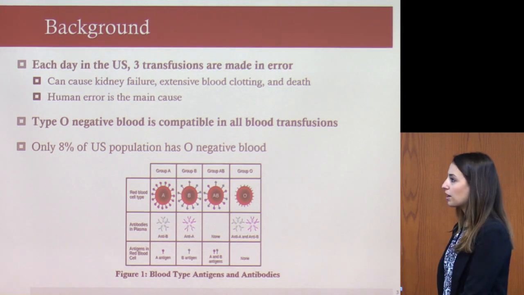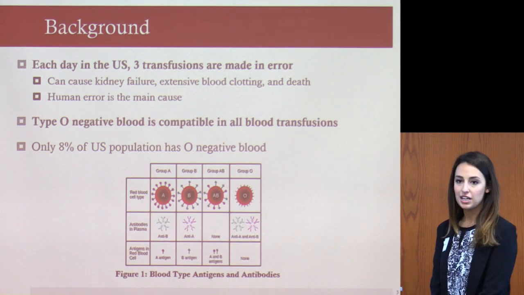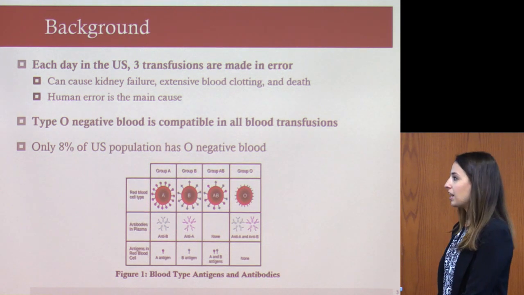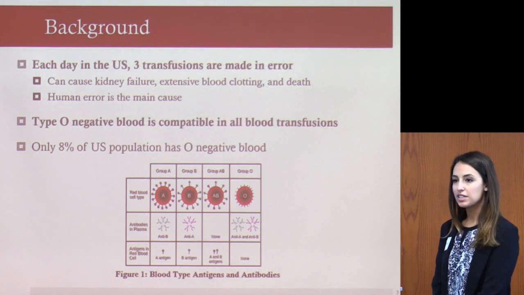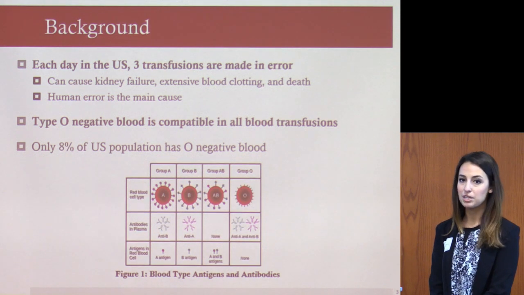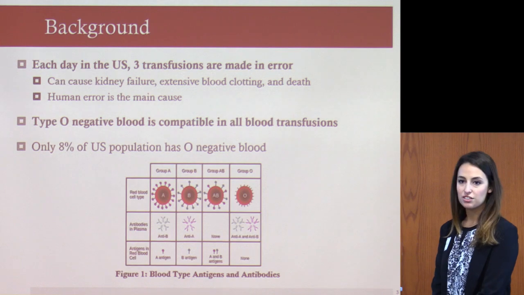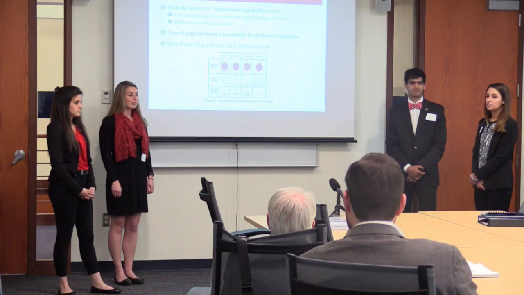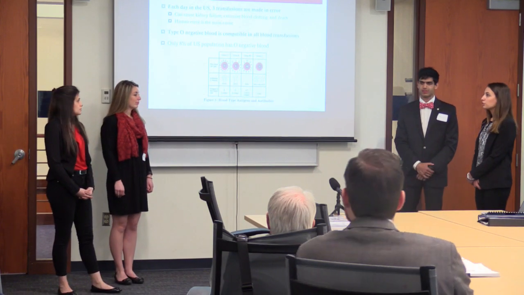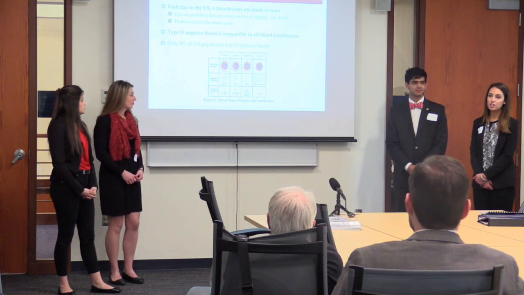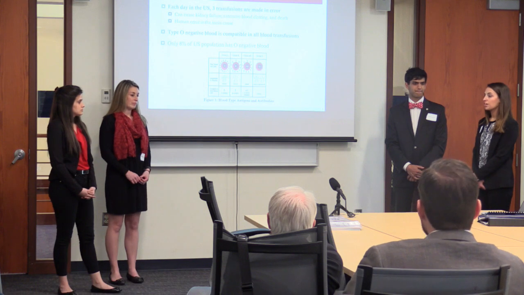Here's a chart describing the contents of the different blood types. So there's type A, B, AB, and O. So for example, if a person who has type A blood receives a B transfusion, the antibodies in their plasma will attack the B antigens on the foreign blood, and this is what elicits the immune response. However, type O blood does not contain the A or B antigen, so the antibodies in the patient's blood will not attack the O blood.